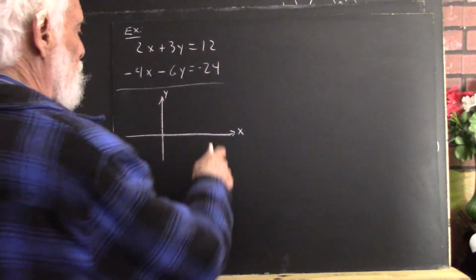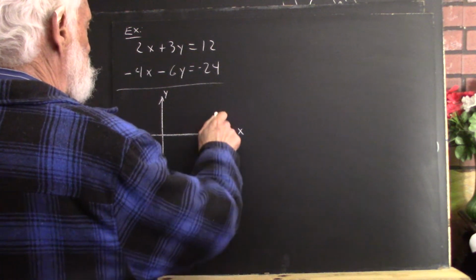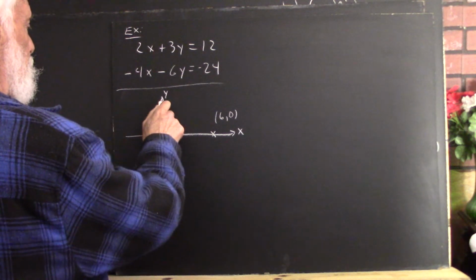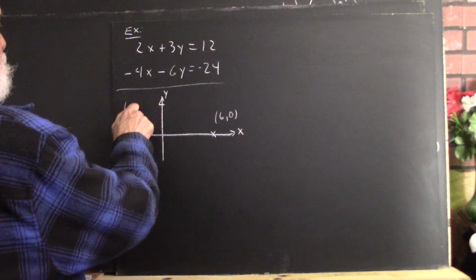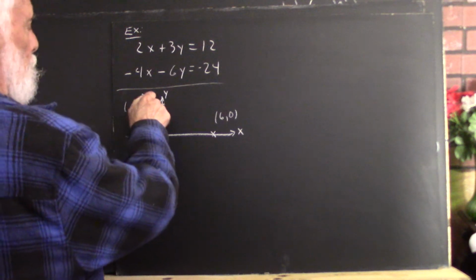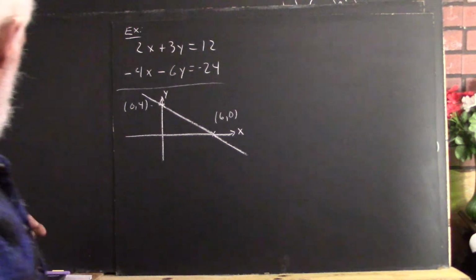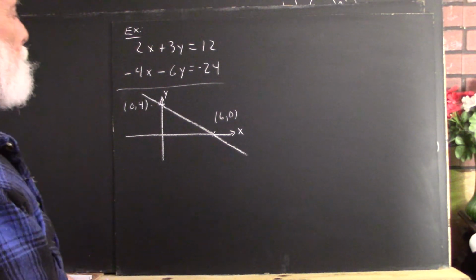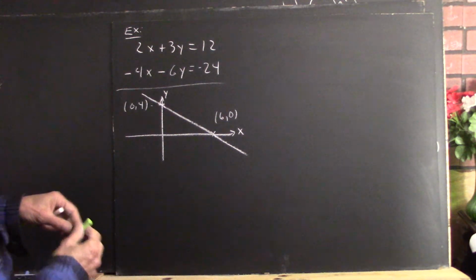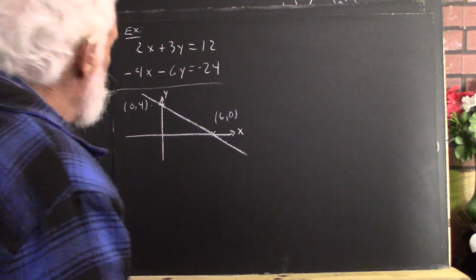We can see that the intercepts are 6, 0, and 0, 4. Right, there's our first line. Okay, I'm going to use a different color for this one.